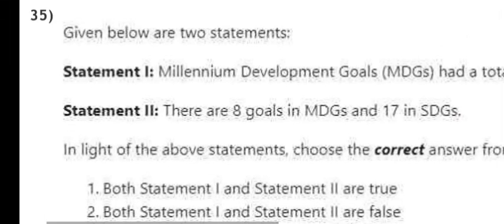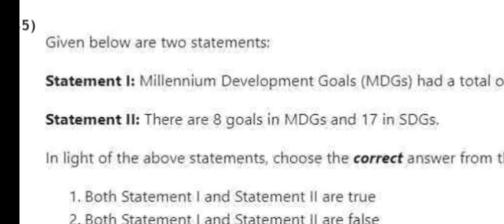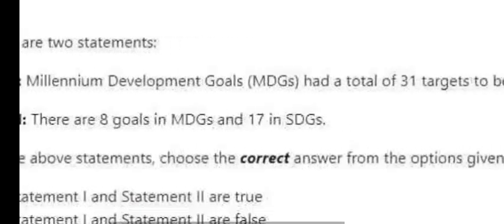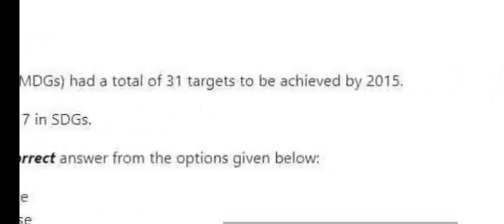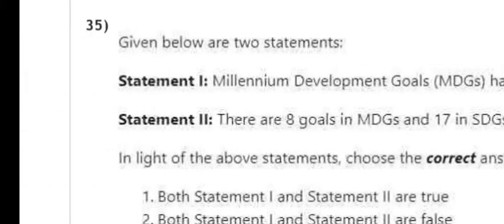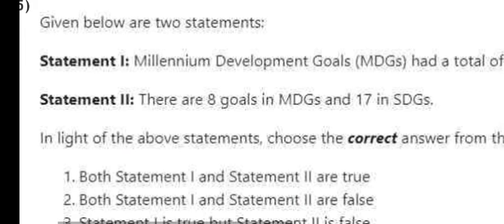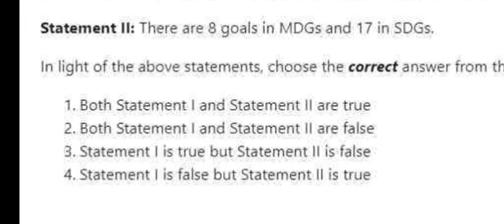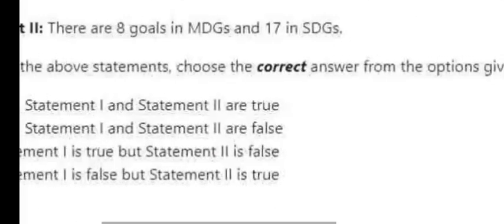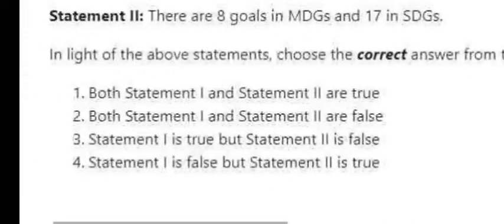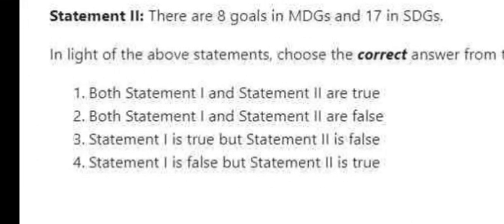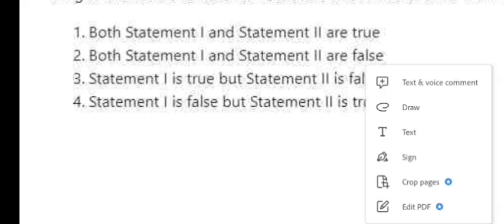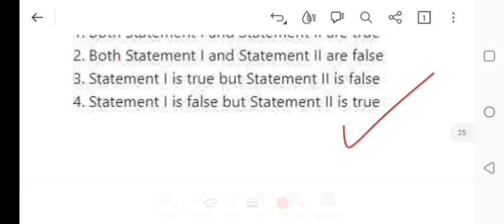Next question says, given below two statements. One says Millennium Development Goals, in short MDGs, had a total of 31 targets to be achieved by 2015. Two says there are 8 goals in MDGs and 17 in SDGs. In light of the above statements, choose the correct answer from the options given below. 1 and 2 are true, 1 and 2 are false, 1 is true, 2 is false, 1 is false but 2 is true. So it will be 1 is false but 2 is true. So number 4 will be correct for us.